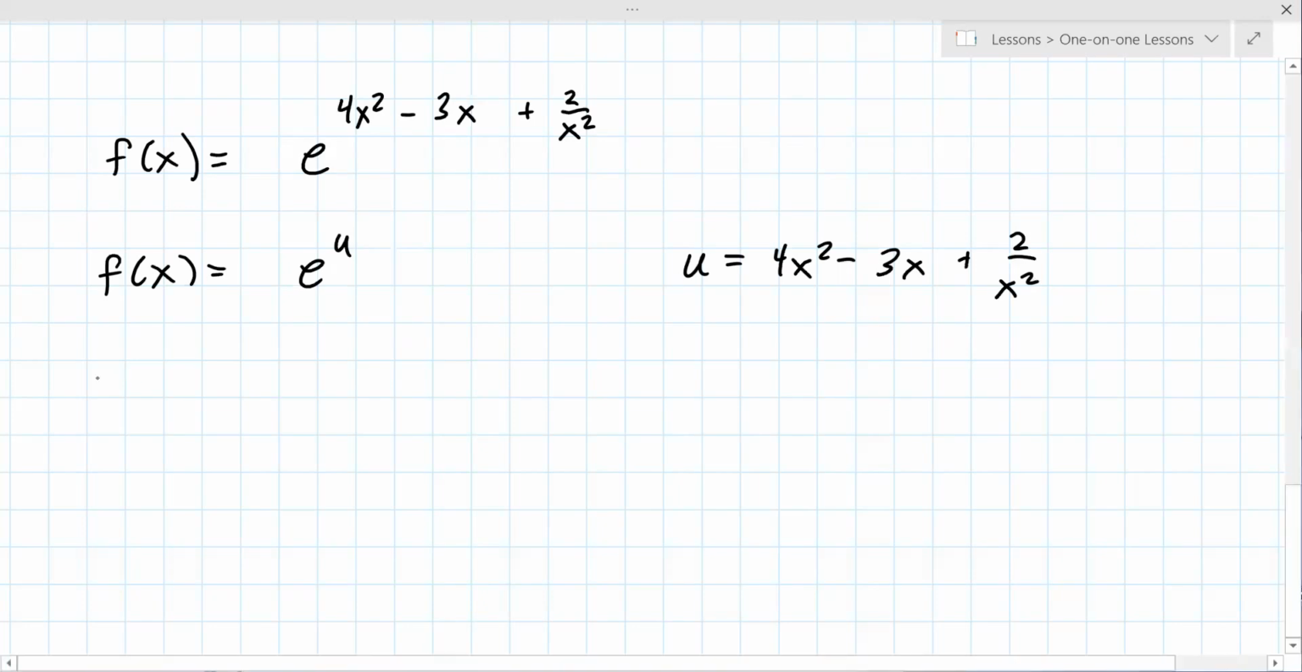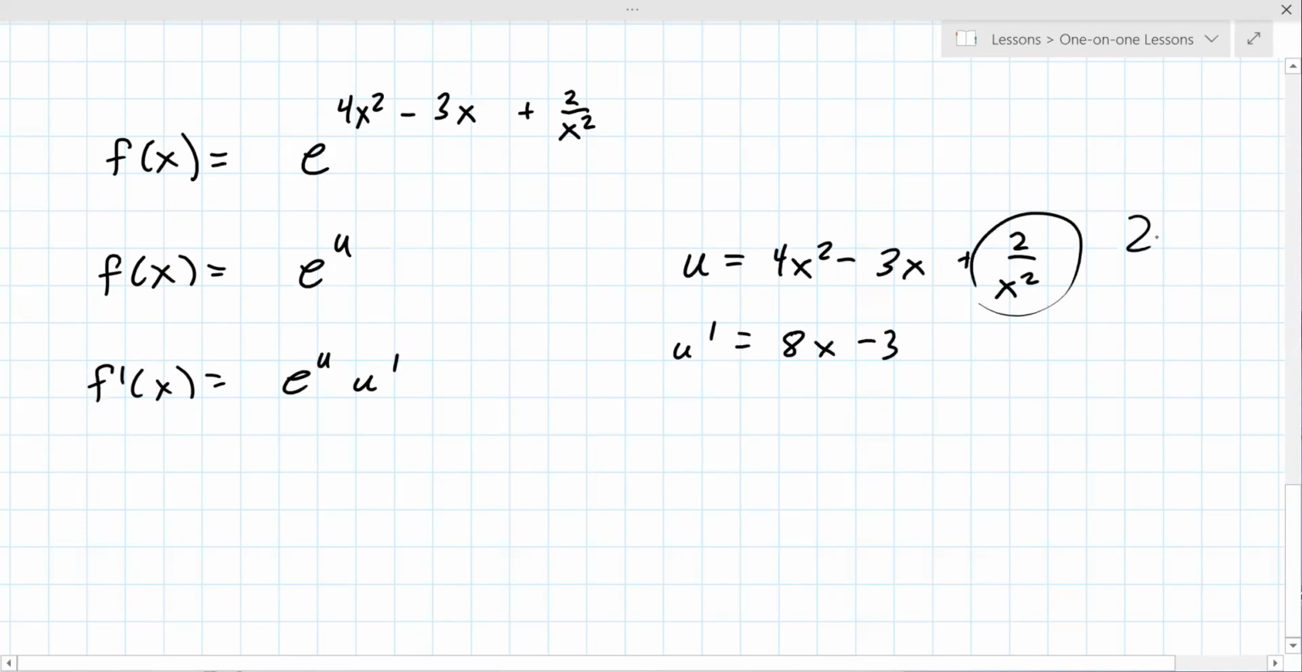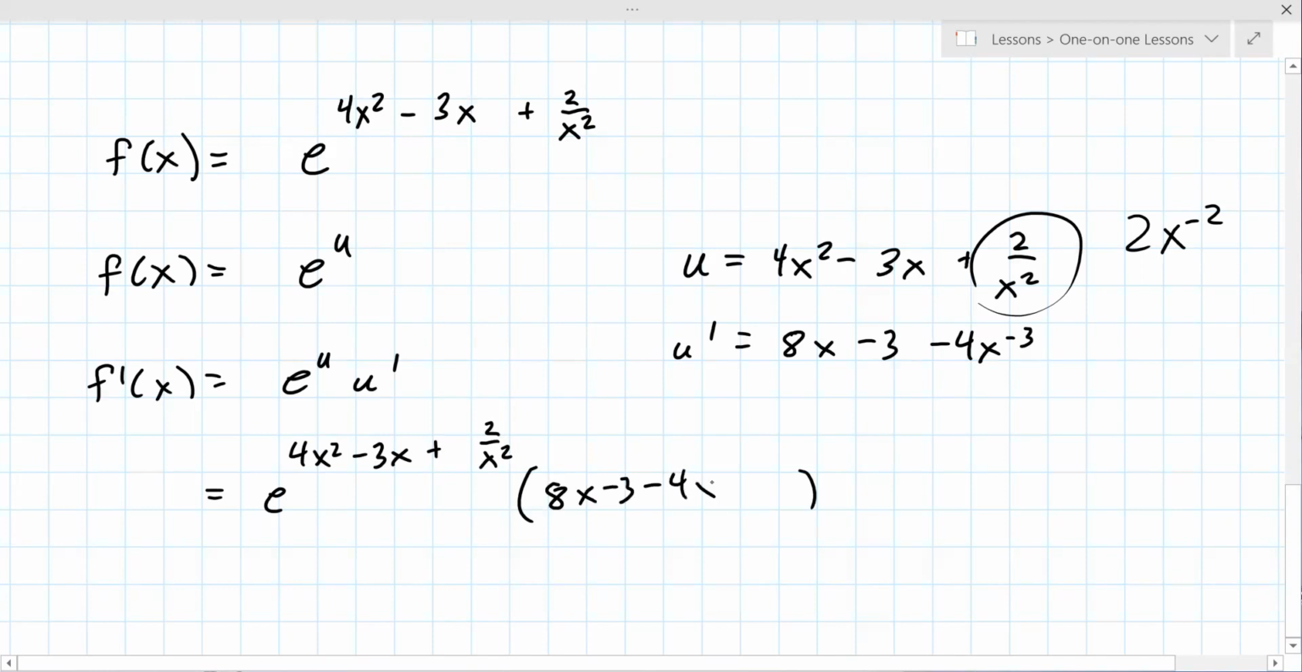All right, so I'll write the solution here. So f prime of x is e to the u times u prime. u prime is 8x minus 3. Now this right here can be written as 2x to the minus 2. So when you bring that negative 2 down, it's minus 4x to the minus 3. So the final answer is e to the 4x squared minus 3x plus 2 over x squared times, and that's at the level of e, 8x minus 3 minus 4x to the minus 3 power. Okay, perfect. That's what I had. Excellent.